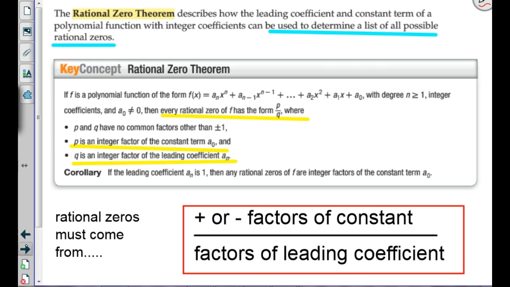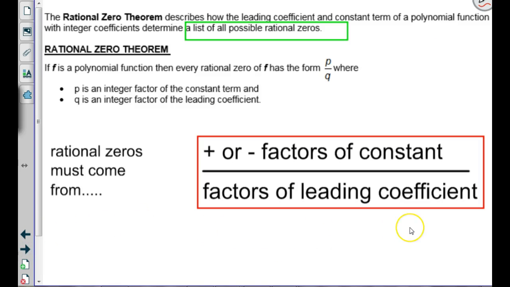We did this a little bit yesterday at the beginning of the hour. It's at the top of your notes. It says to create a list of all possible rational zeros. Tell me, rational means any number that can be written as a ratio, which means fraction, okay? So whole numbers count, negative numbers count, decimals that end, decimals that repeat, fractions, improper, mixed numbers, all of it.